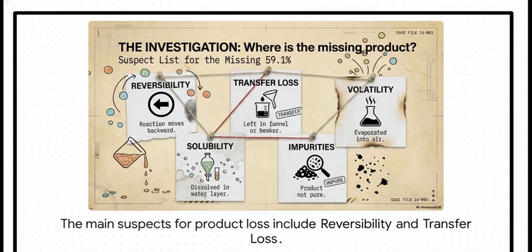Then we've got transfer loss. Every time you pour something, a little gets left behind. Volatility, yep, some of our product literally just evaporated into thin air. Solubility, a chunk of it dissolved in the wastewater and got washed away. And finally, impurities. What we collected wasn't even 100% pure product to begin with.